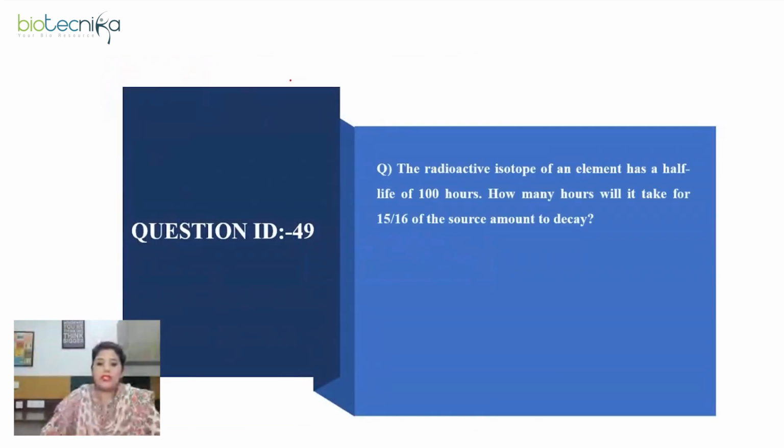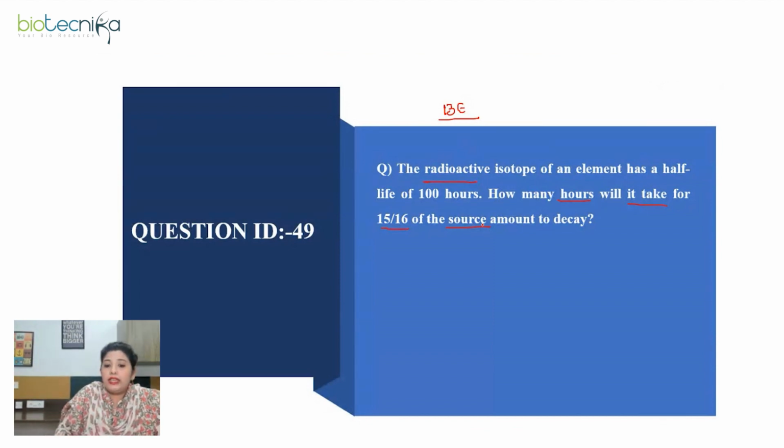Moving on to another question. Now this question is from subunit 13E, that is radio labeling techniques. I'm sure most of you have done it correctly because the question was very simple. If you have understood the concept, you must have answered this question correctly. The question is that radioactive isotope of an element has a half-life of 100 hours. How many hours will it take for 15 by 16 of the source amount to decay? Or in another way, how many hours will it take for 1/16 of the source amount to remain.